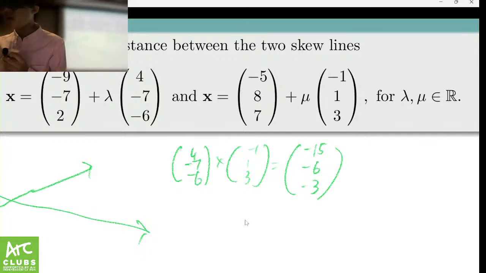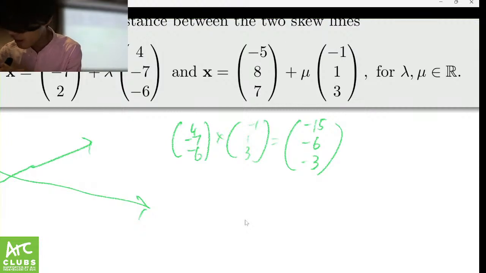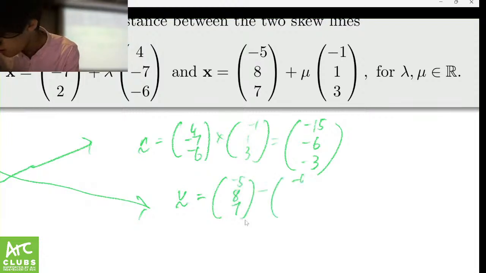And so what we do after this is we apply our projections formula. I'm going to first take some arbitrary vector between the two lines. We have to take that between 2 points on the lines, and the easiest example there is just their position vectors. So I'll just let this be v, a vector between the two lines: (-5, 8, 7) minus (-9, -7, 2). That will equal (4, 15, 5).